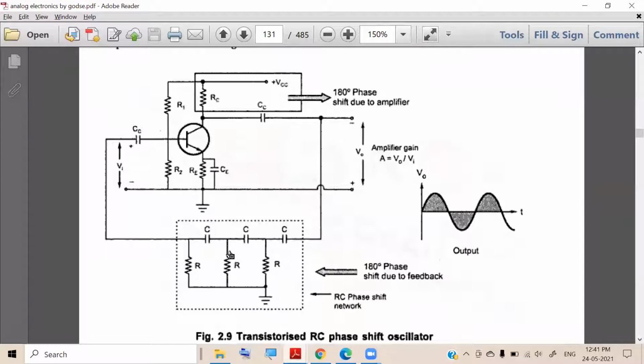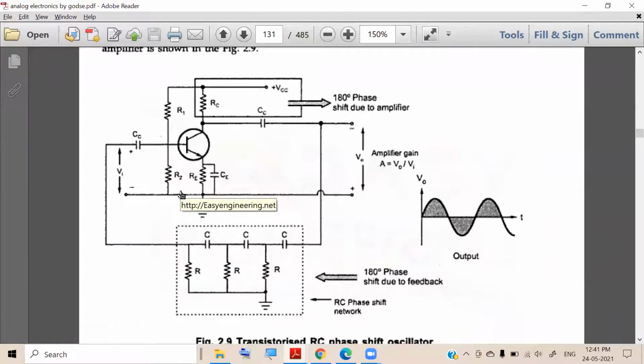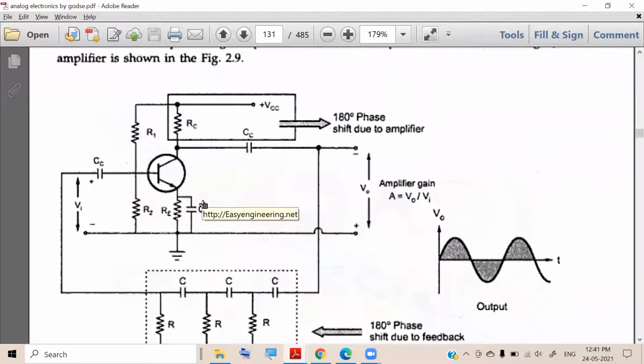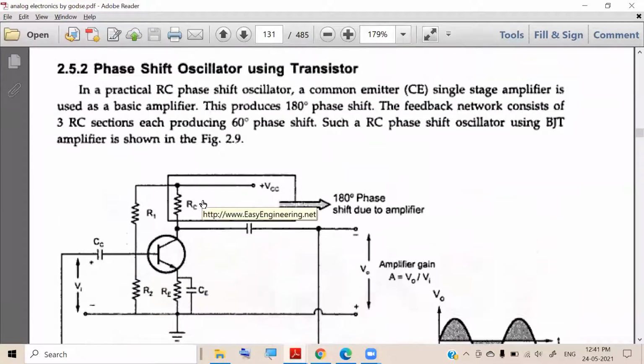Now, as I keep telling you, this circuit is the same. The amplifier block is the same. Let it be a Hartley oscillator, let it be a Colpitts oscillator, this is the RC phase shift oscillator. The name of this oscillator is RC phase shift oscillator.